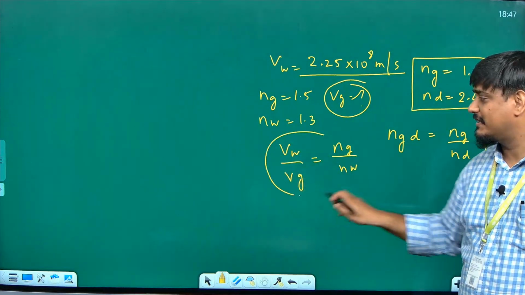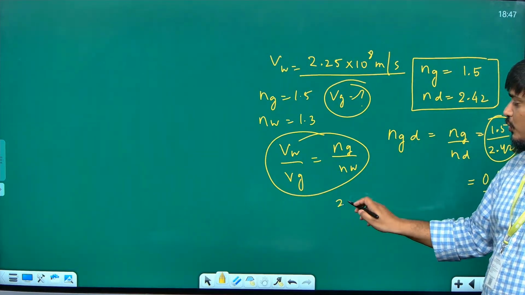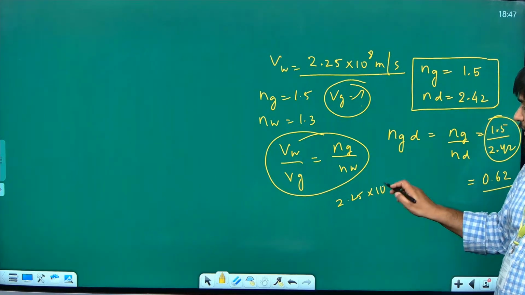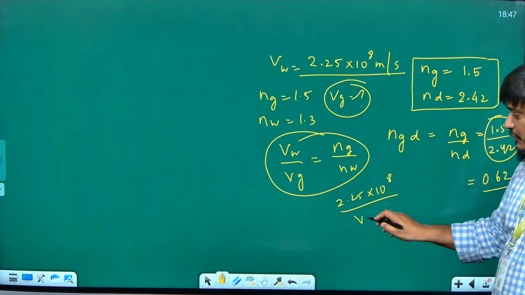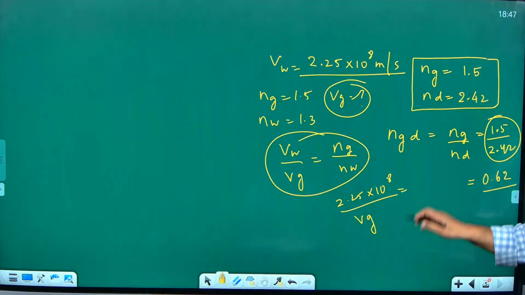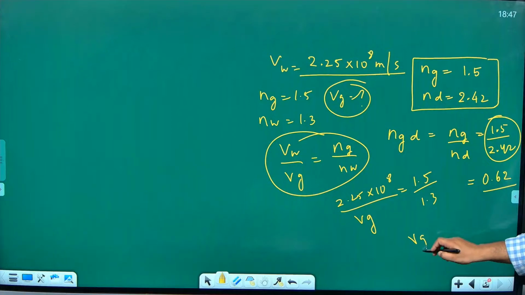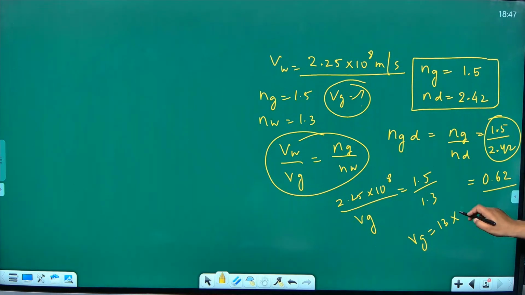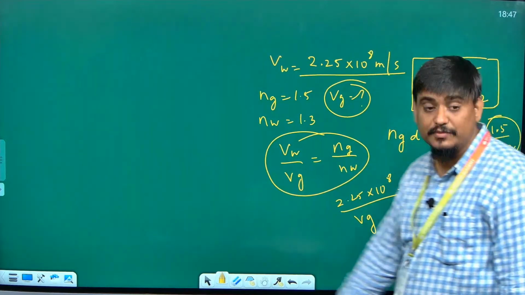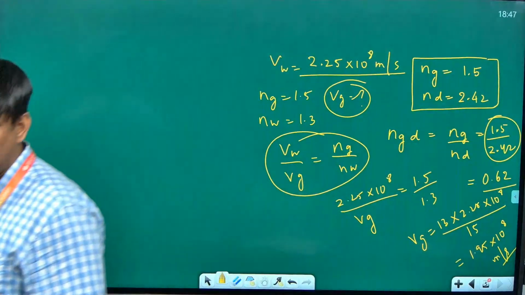If you apply that, then what is Vw? 2.25 into 10 to the power 8. Vg you want to find. And what is Ng? 1.5. What is Nw? 1.3. Solve this. Vg will become equal to 1.3 times 2.25 into 10 to the power 8 divided by 1.5. Solve, you will get the answer as 1.95 into 10 to the power 8 meter per second. Correct answer, good.